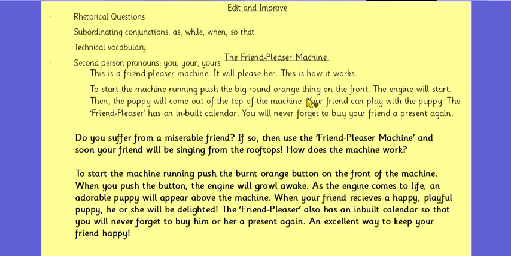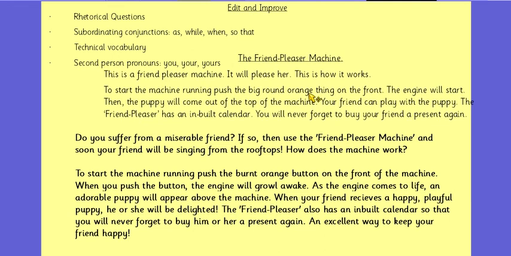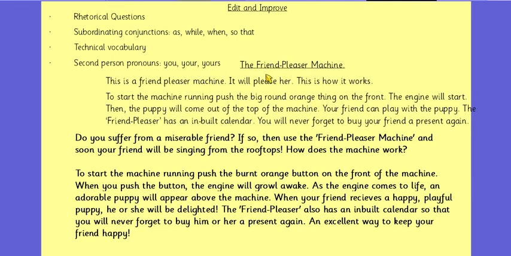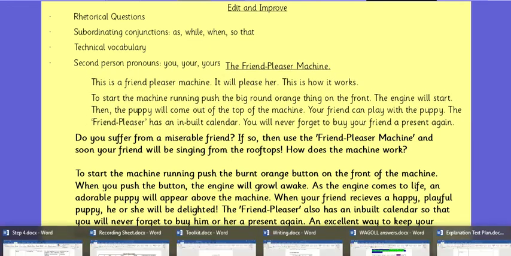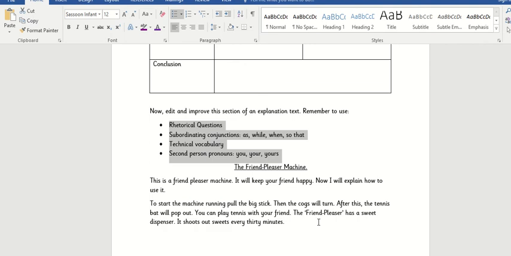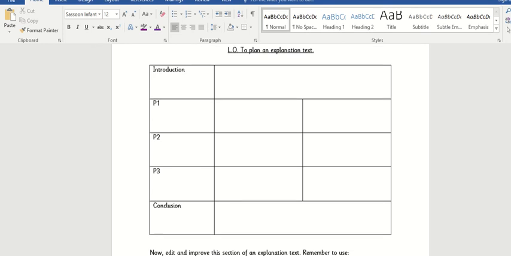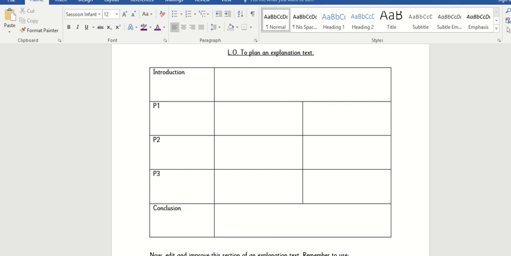I have improved this very poor paragraph by changing the pronouns, including technical vocabulary, using subordinating conjunctions, and including 2 rhetorical questions. On your worksheet today, you have a similar but different poor paragraph that you need to improve after you have done your boxing up.